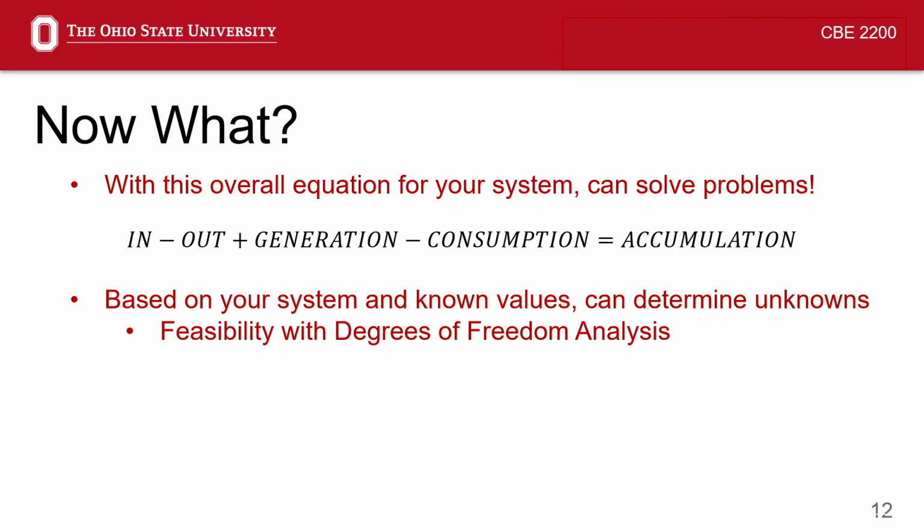On the other end, it could be that you know too much, or too much is defined, or it's overdefined, and a degrees of freedom analysis will tell you this system doesn't work out.